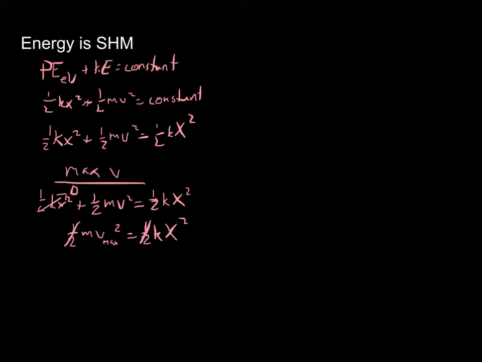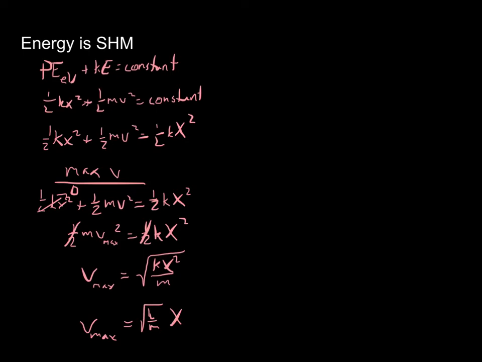The halves cancel out, and if we solve for v max, that would be the square root of k big X squared over m. And since the X is squared in there, we can pull it out from under the square root and say it's just the square root of k over m times our amplitude. And that's an example of how we could solve for our maximum velocity.